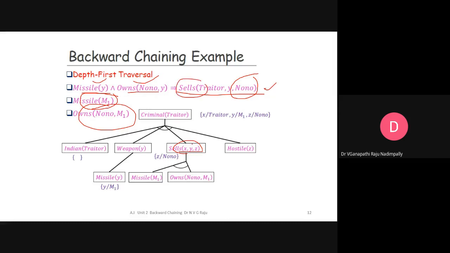I know this statement X, Y, Z. Now instead of the Sells X, Y, Z, can I have these two statements? This is one statement and this is another statement. Can I go for this statement and this statement? Will you agree? Hello?